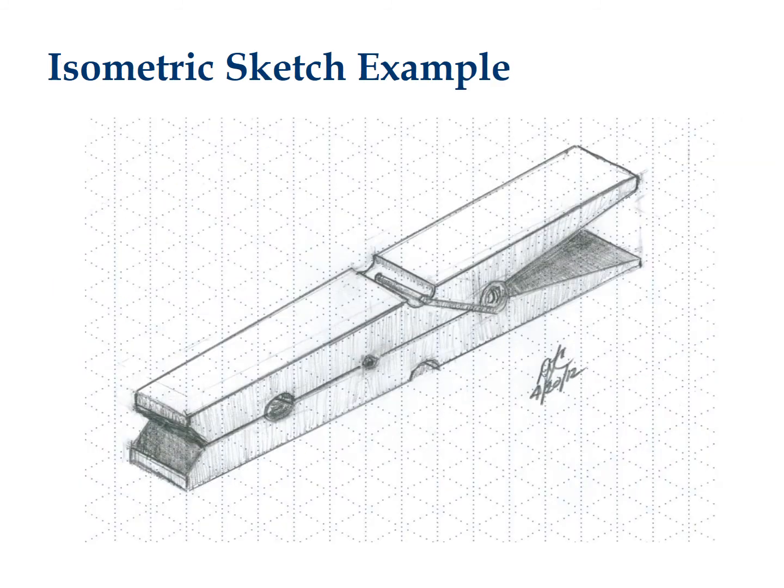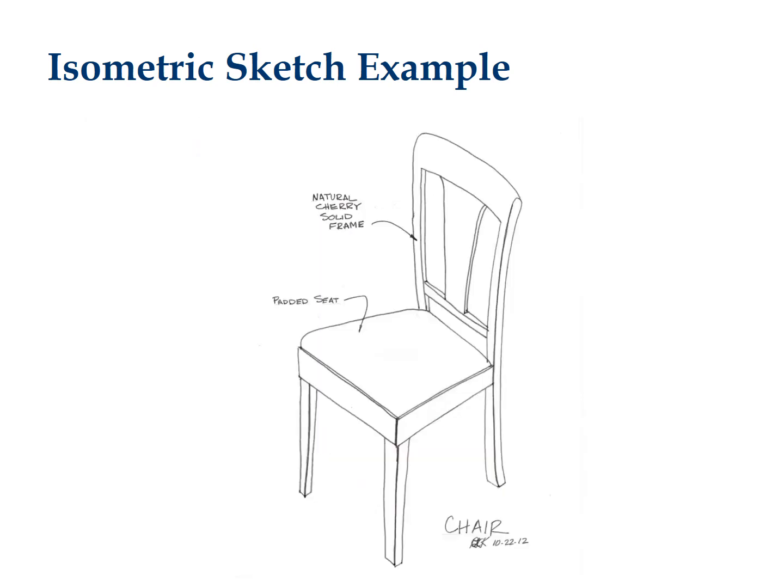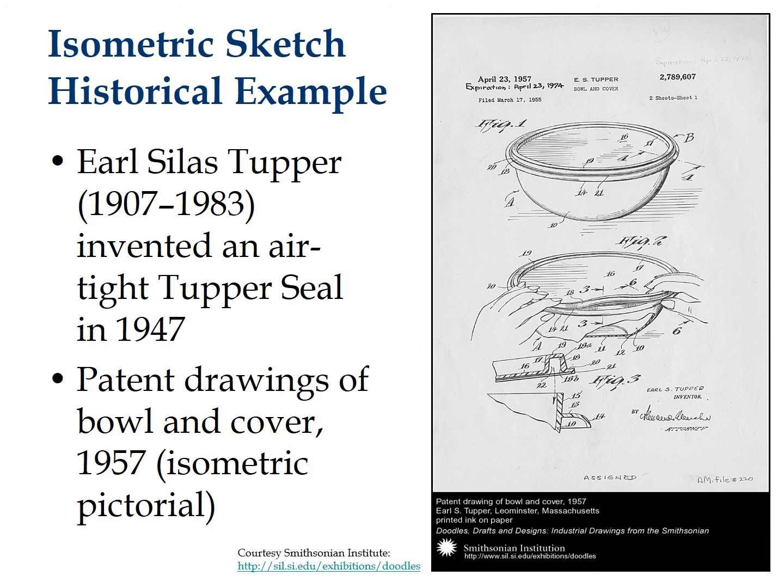Here's another example of an isometric sketch. Notice the use of shading and how it enhances and makes this object more realistic. Notice this one doesn't have shading and is not as realistic as the other one, but it still serves its purpose and is still acceptable. Here's another historical example of a sketch, probably for some patent.